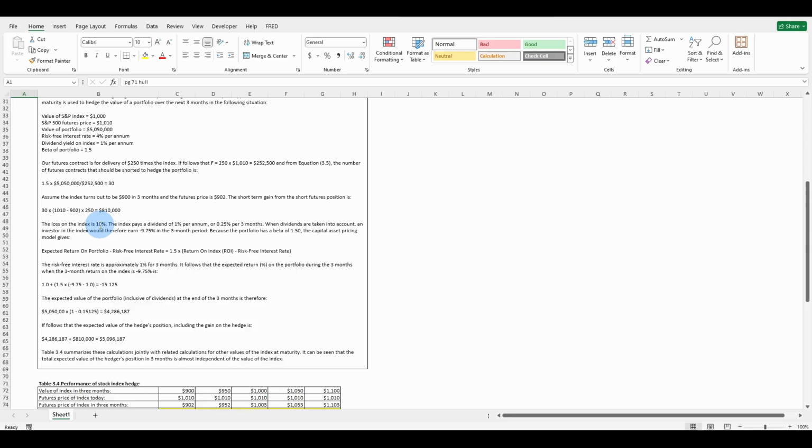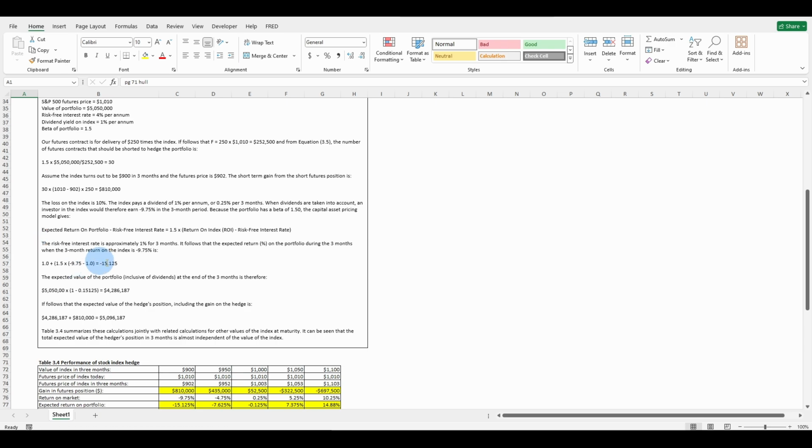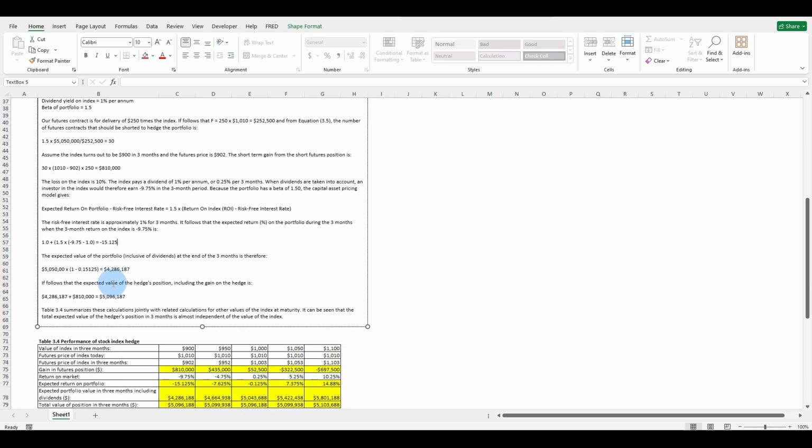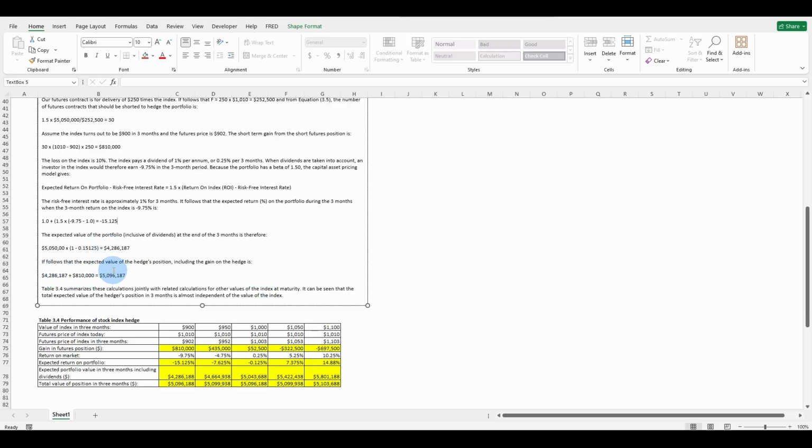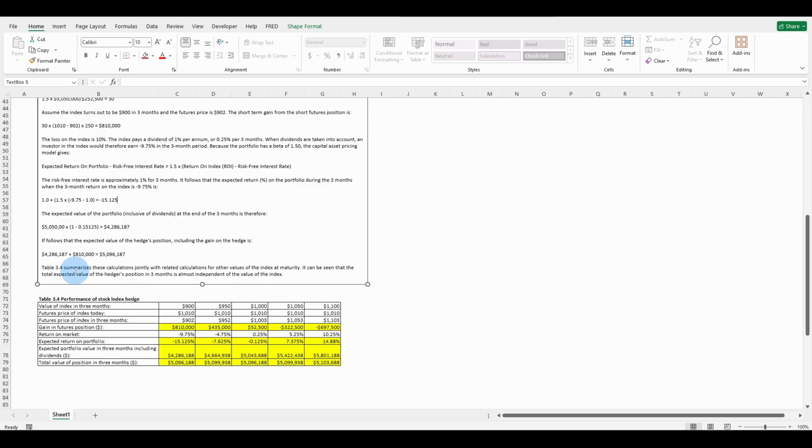Because the portfolio has a beta of 1.5, the capital asset pricing model gives: expected return on portfolio minus risk-free rate equals 1.5 times return on index minus risk-free interest rate. The risk-free interest rate is approximately 1% for 3 months. It follows that the expected return on the portfolio during the 3 months, when the 3-month return on the index is negative 9.75%, is 1 plus 1.5 times negative 9.75 minus 1, which is equal to negative 15%. Wow. All right. So the expected return is very bearish. The expected value of the portfolio at the end of the 3 months is therefore 4.28 million. It follows that the expected value of the hedge position, including the gain on the hedge, is 4.28 million plus 810,000, which equals 5,096,187. Table 3.4 summarizes these calculations jointly with related calculations for other values.